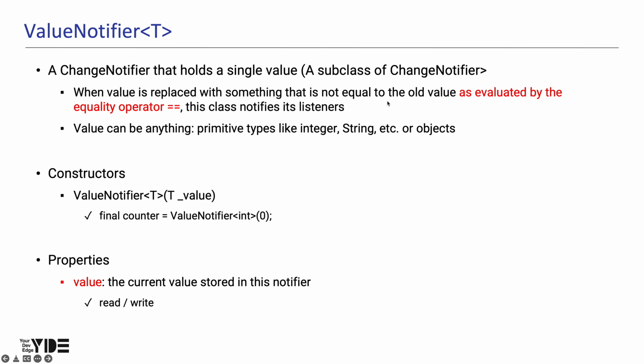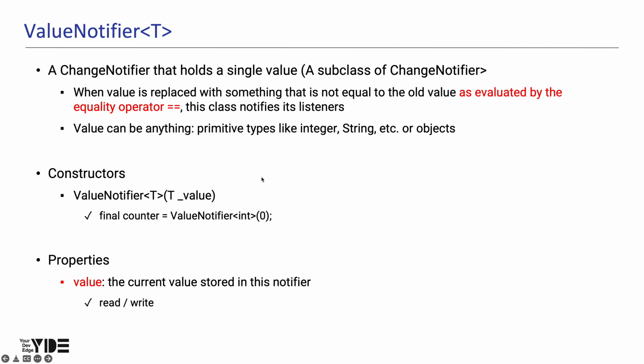In the case of a primitive type, such as integer or string, the determination of equality is very simple. But in the case of a complex type, such as a class, this determination is somewhat complicated. This will be covered in an example. And a value can be anything. So, ValueNotifier is a notifier with relatively high flexibility.